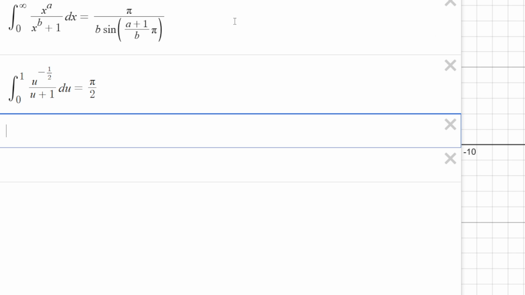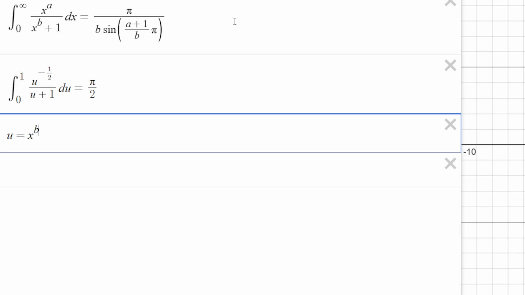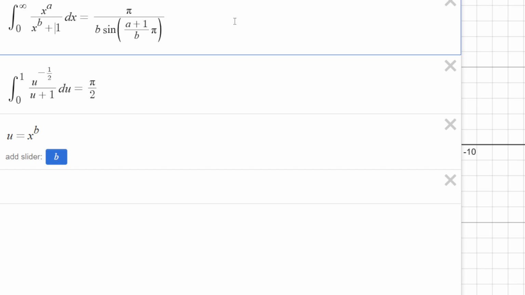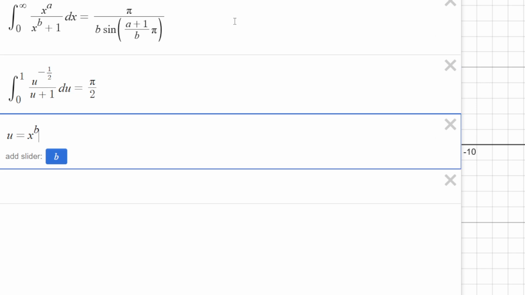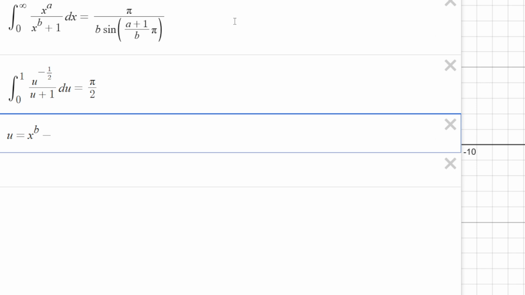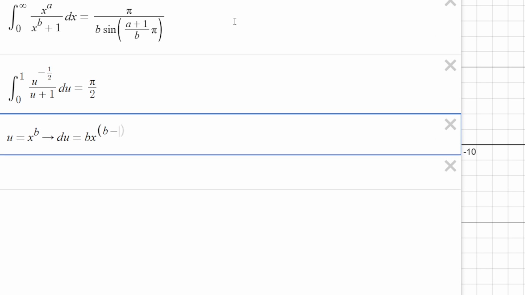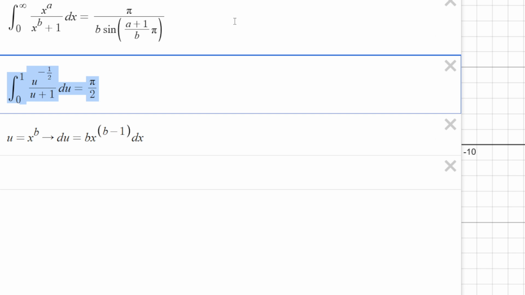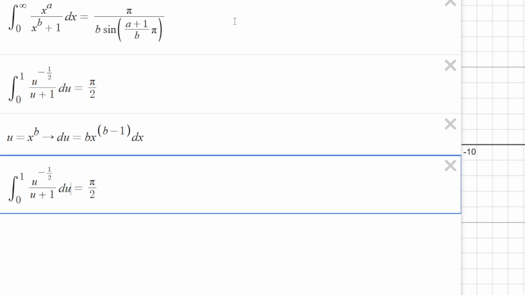Now let's make the substitution u is equal to x to the b. And the motivation for that is, of course, because we have an x to the b here. So I'd like to replace this u with an x to the b, and then we'll figure out the rest later. Well, that's going to imply that du is equal to b times x to the b minus 1 dx. All right, let's perform that substitution. Our bounds of integration are not going to change.